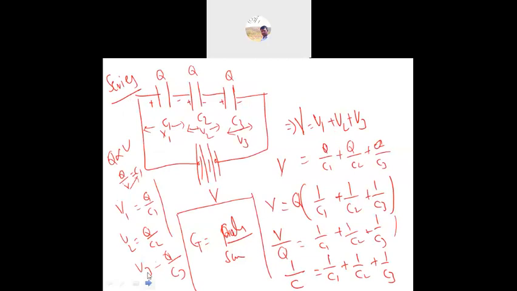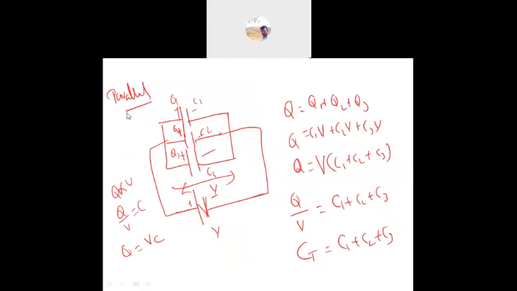Similarly for parallel, when capacitors are connected in parallel, the charge will be divided among each one, and the capacitance will also be different. The voltage across each capacitor will be the supplied potential difference. From that we can write Q equals Q1 plus Q2 plus Q3, where Q is equal to VC. So for the parallel connection of capacitors, Ct is equal to C1 plus C2 plus C3.